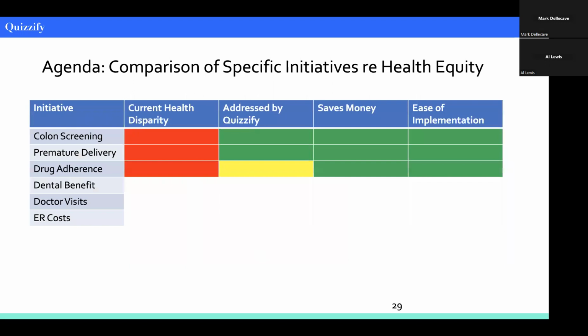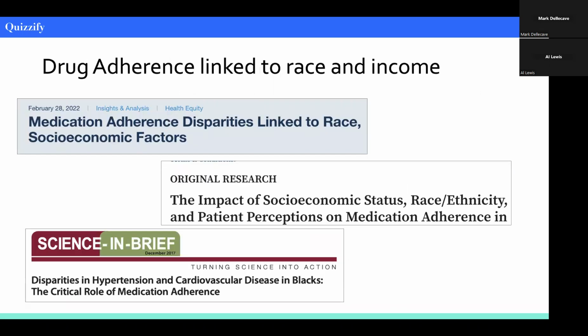All right, next, drug adherence. Once again, a huge health disparity. We're not really in the drug business, so there's not a huge amount that we can do here, but it does save a lot of money and it is easy to implement. Drug adherence is very clearly linked to race and income. And I'm not going to go through all this stuff, but you can just Google on those things and see what you get. And it's not a surprise.